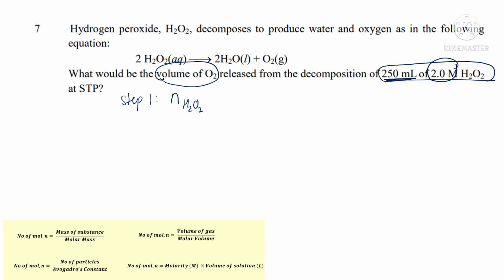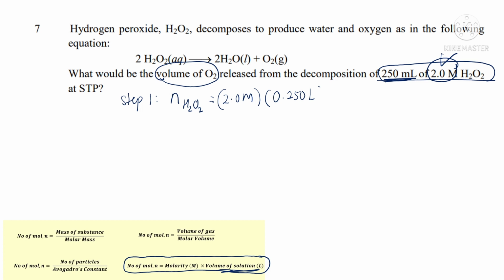So we need to use this formula because only this formula is for the solution. To find the number of moles of hydrogen peroxide, molarity 2 molar multiplied by volume of solution in liter, that will be 250 ml divided by 1000, giving us 0.250 liter, and that should give us 0.500 mole of hydrogen peroxide. So that is step number 1.